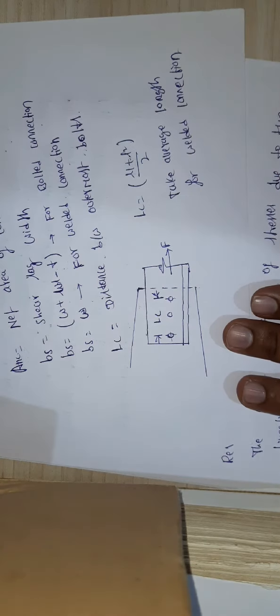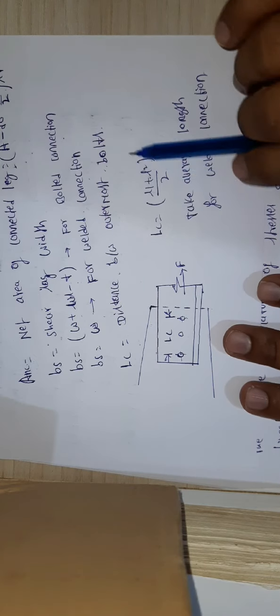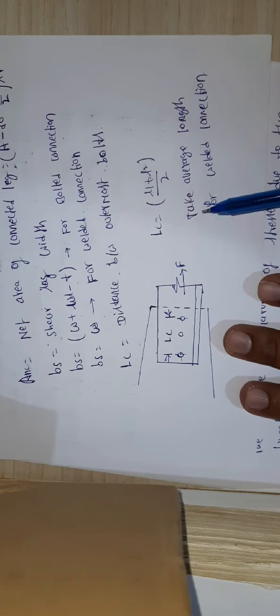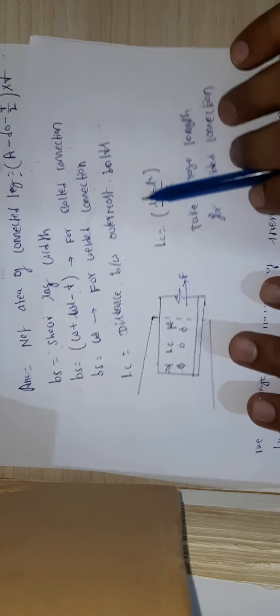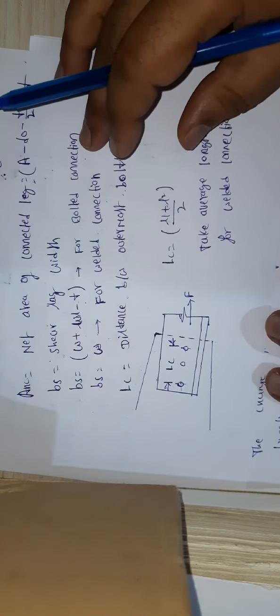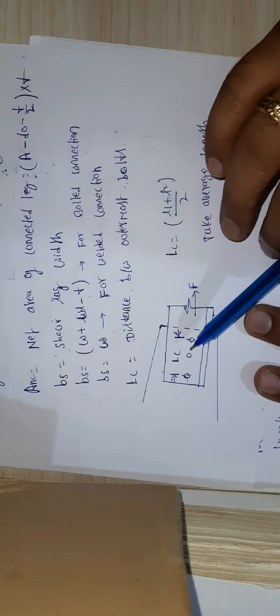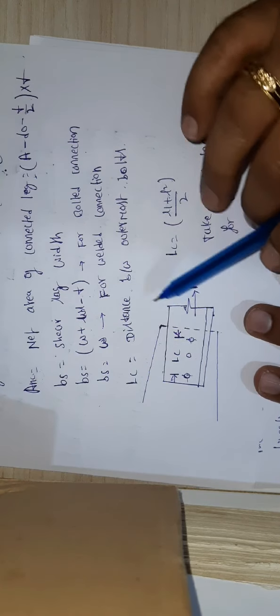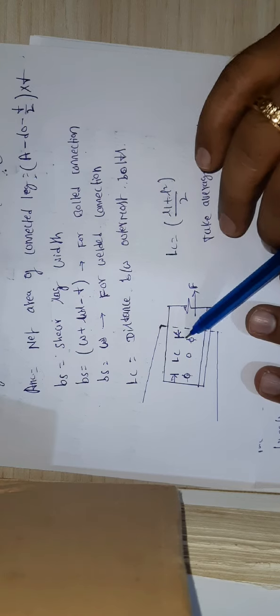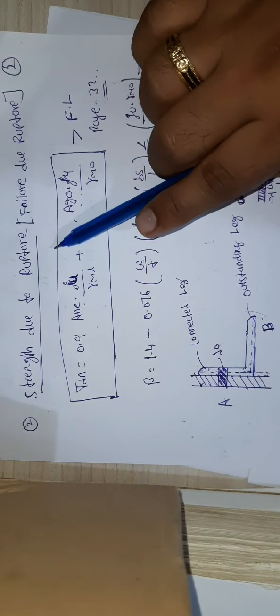Here, if we are giving welded connections, we need to take the average of the weld length. Please remember this, guys, very important. How to calculate L_C: if you are giving bolted connections, it is the distance between the first bolt and the last bolt. If you are giving welded connections, it should be taken as the average of the weld length. So that's how you need to check for the failure due to rupture.